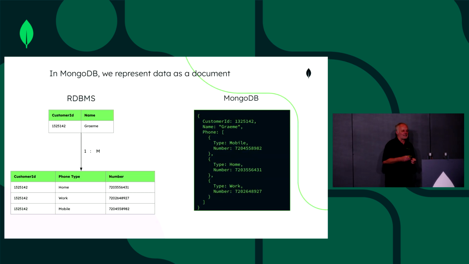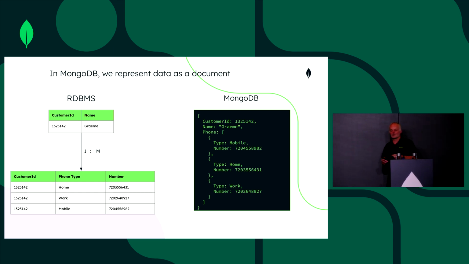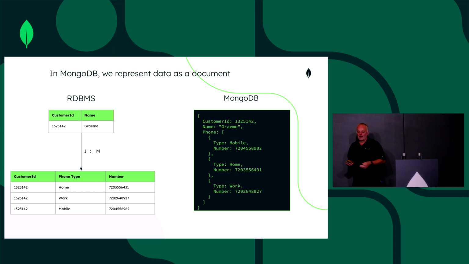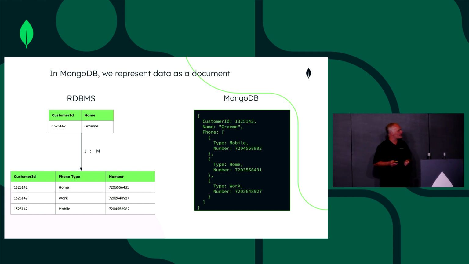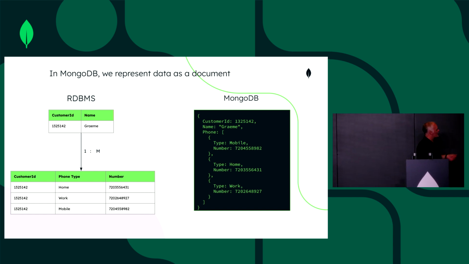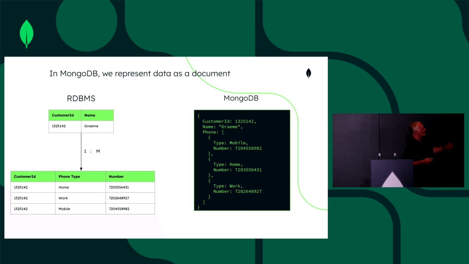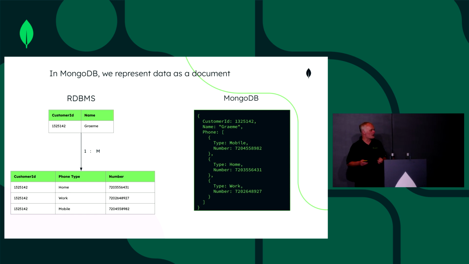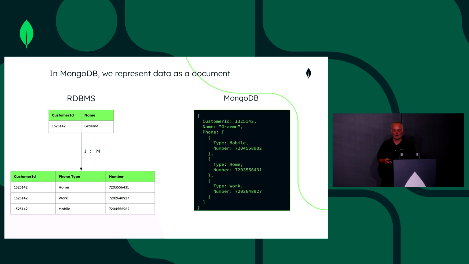I think this is probably unnecessary at this point in the day. You all now know what a document is. And so just showing here that in a relational database, if you had customers and phone numbers, you'd have to have 2 tables, one for a customer and then a second one for phone numbers where you have a separate row for every customer. Whereas MongoDB, we just store that as a single document with an array of phone numbers.